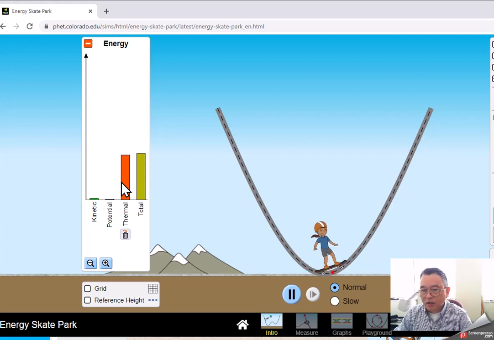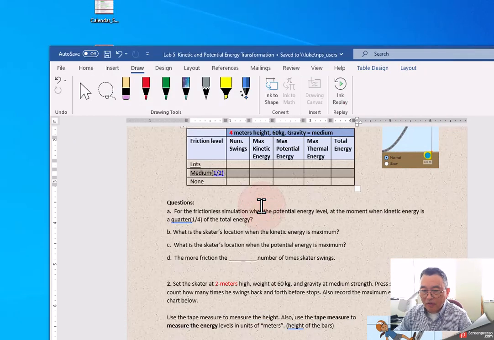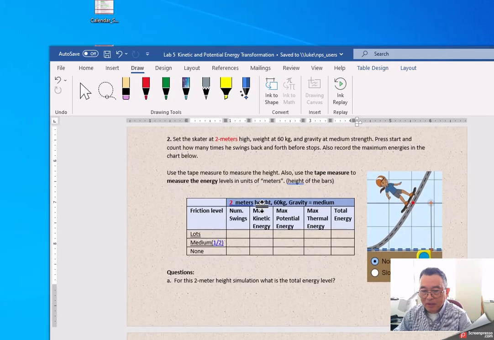The rest of the questions are very similar, very simple. If you get stuck, let me know, but I don't want to give out the answers at this moment. All right, so you do one case like this, and then you do another case, basically the same thing, but start at 2 meters high and do the same thing over again.